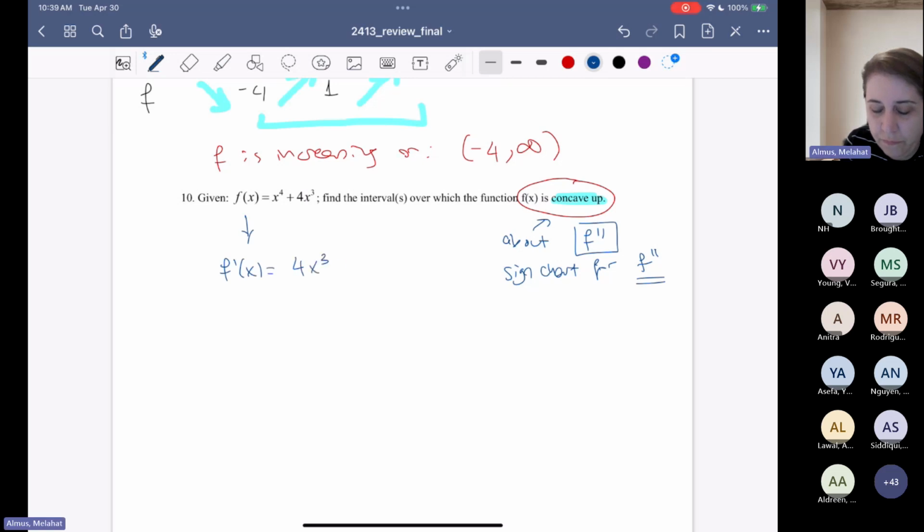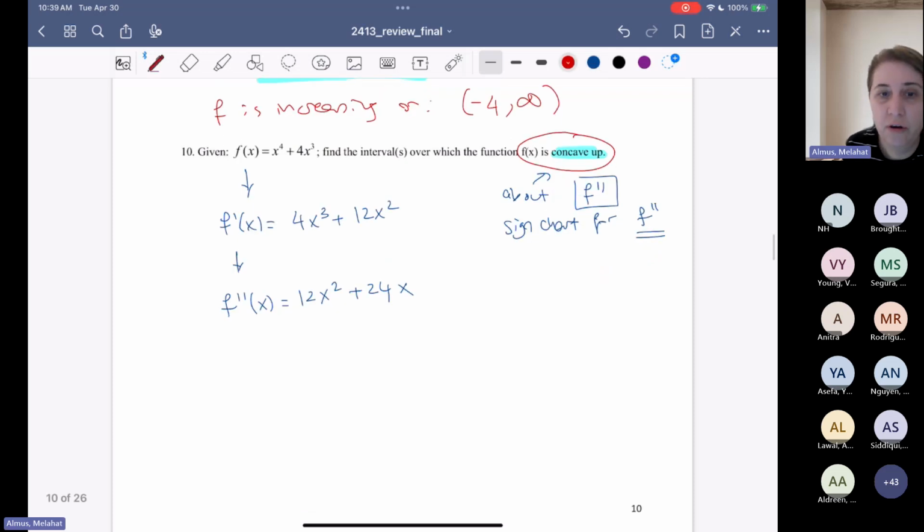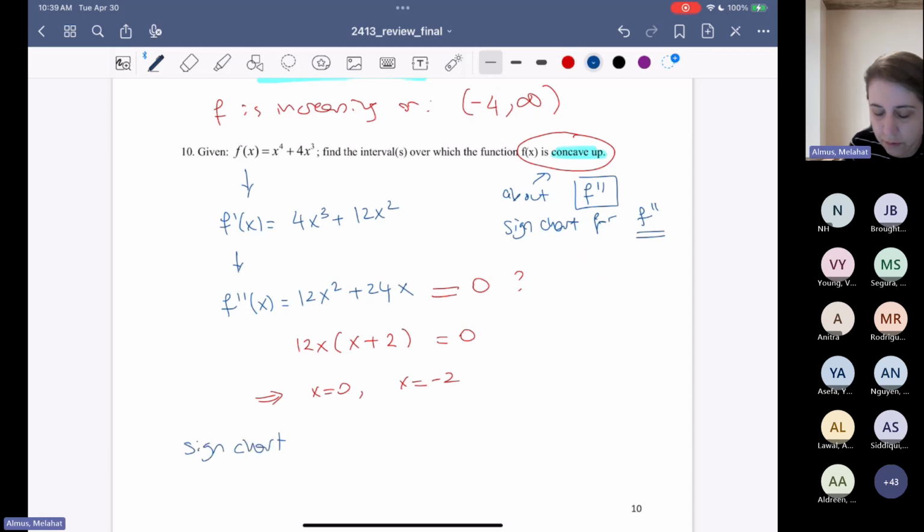First derivative, power rule. Second derivative. Okay, now to make a sign chart for it, we need to find its zeros. So set it equal to 0 and solve. Let's factor. So its zeros are 0 and -2, and let's make a sign chart.